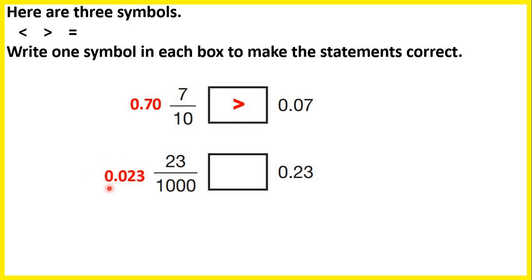So we have 0.023 and 0.23. Now when comparing decimals, I find it easier, like we did here, to write zeros on the end so that we're comparing decimals with the same number of decimal places, and then it's easier to see why 0.023 is smaller than 0.23.